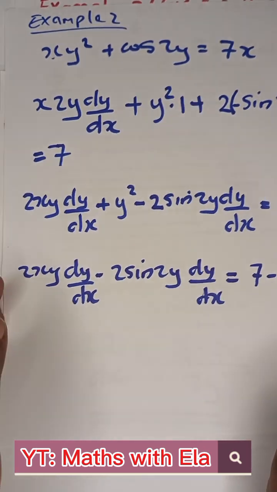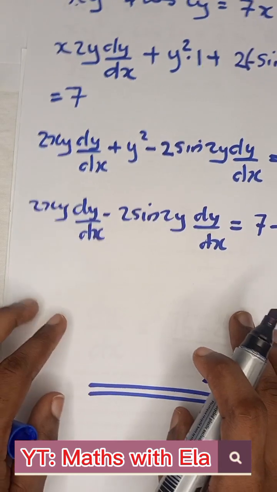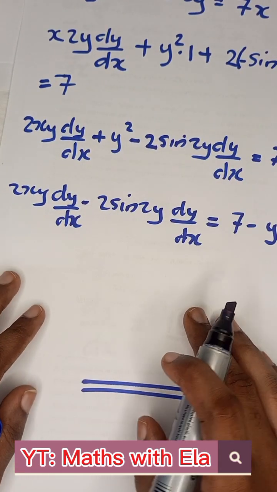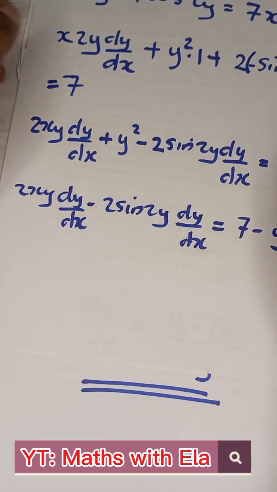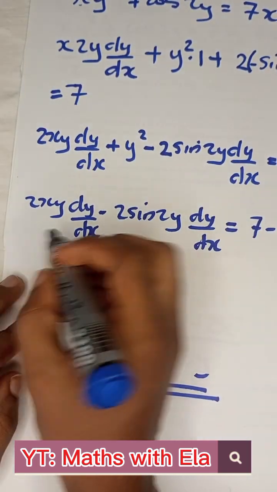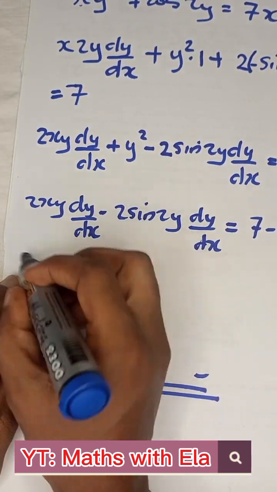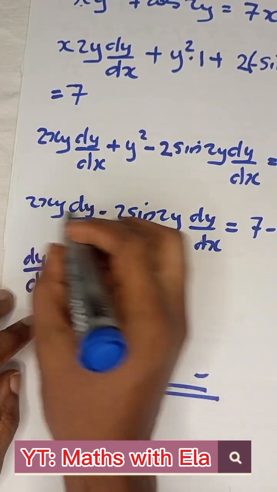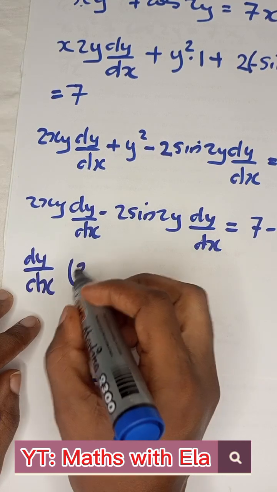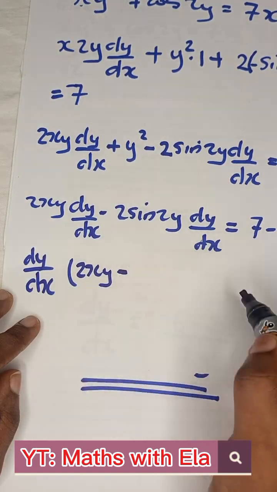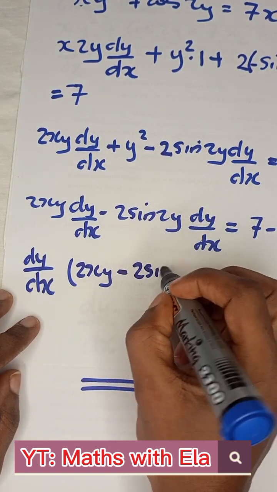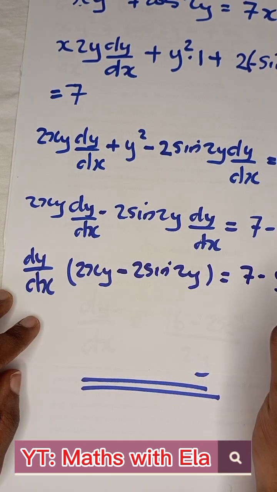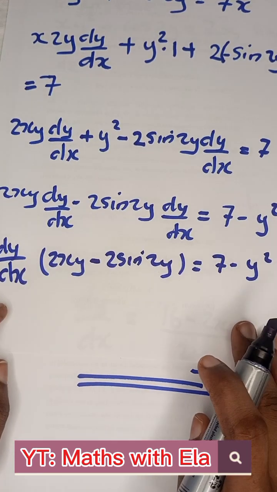Now the next thing is to factor out dy by dx because that's what we are interested in, and that's what we want to make the subject of this formula here. So factoring out dy by dx, we're going to have dy by dx into, so when we remove dy by dx from this term, you are left with 2xy minus 2 sine 2y is equal to 7 minus y squared.